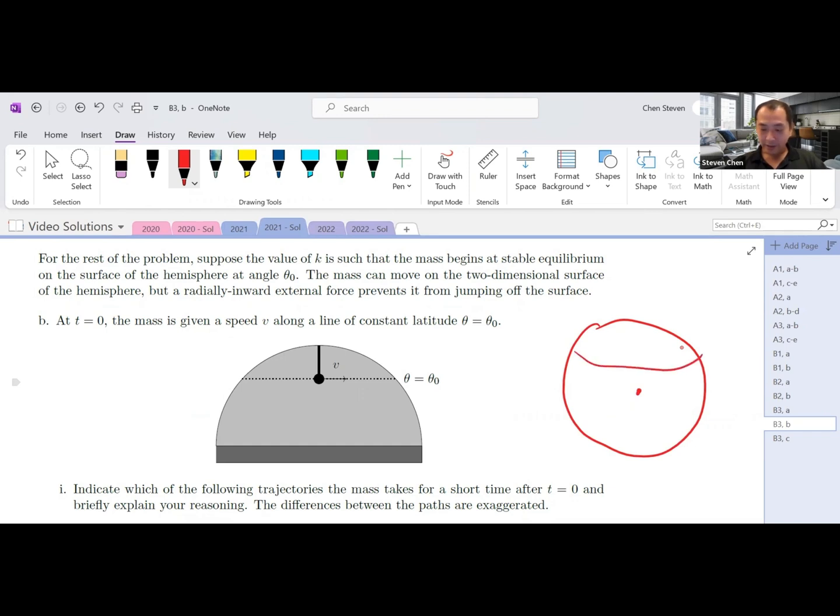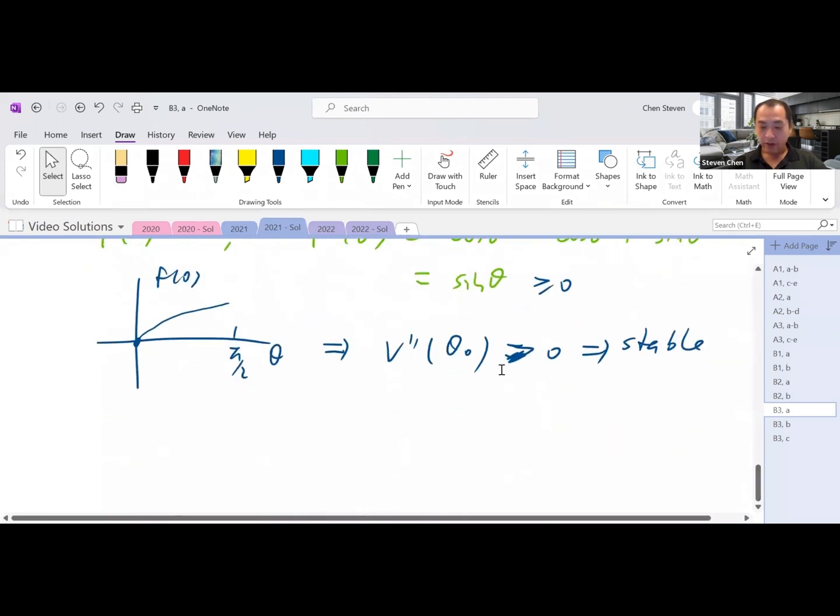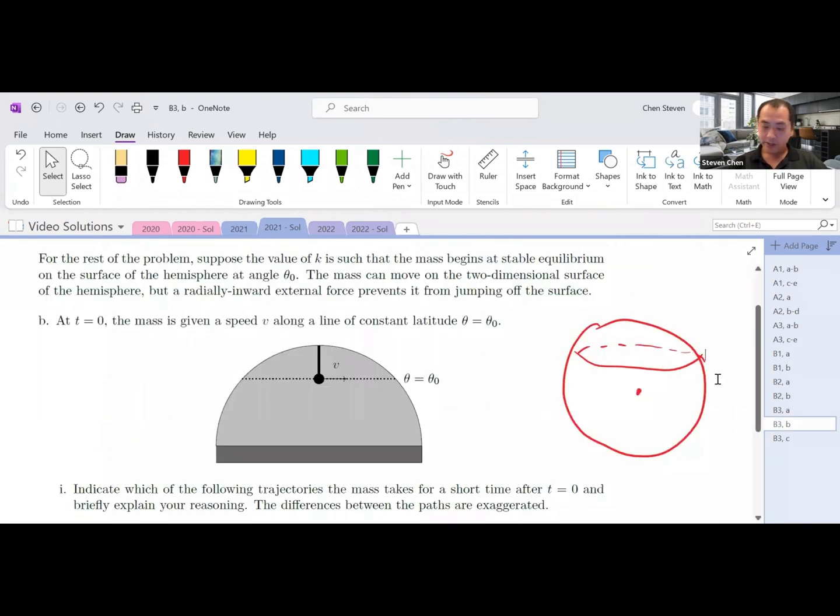Okay, so it says the following. Suppose this is one latitude. The problem says that here we have the initial velocity at the equilibrium point we have identified above. Say we have identified the equilibrium point at theta naught, right? So we start from somewhere here, say this point.